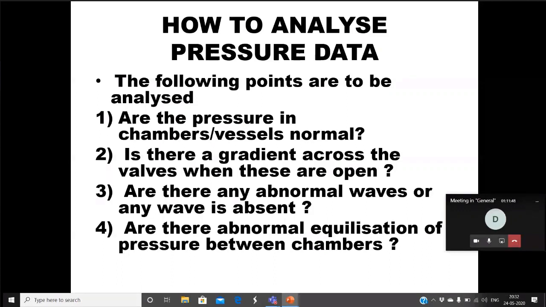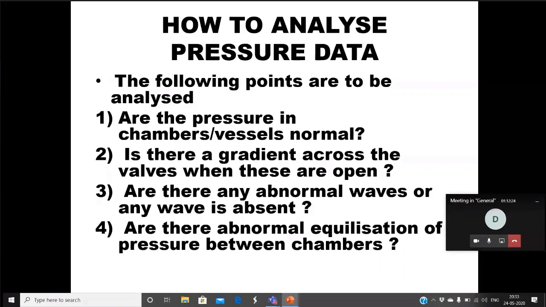Another example of equalization of pressures: constrictive pericarditis. Which pressure is equalized? Diastolic pressure will be equal, or may not be exactly equal. The difference in diastolic pressure among all these 4 chambers will be less than 5 millimeters of mercury. There can be a minor difference, but the difference will be less than 5 millimeters of mercury. Okay. One more example.